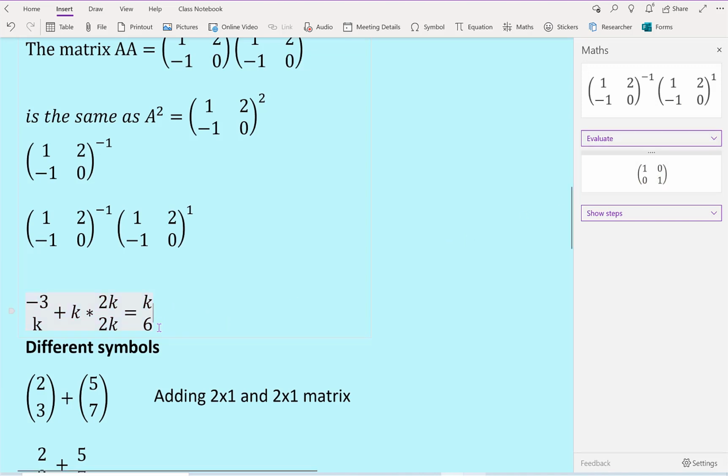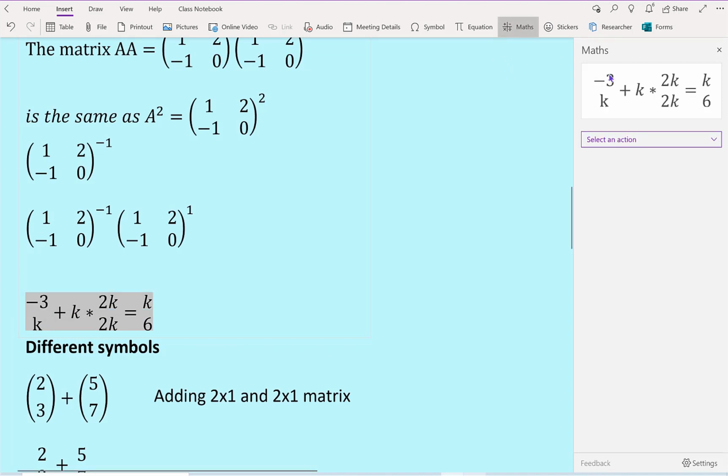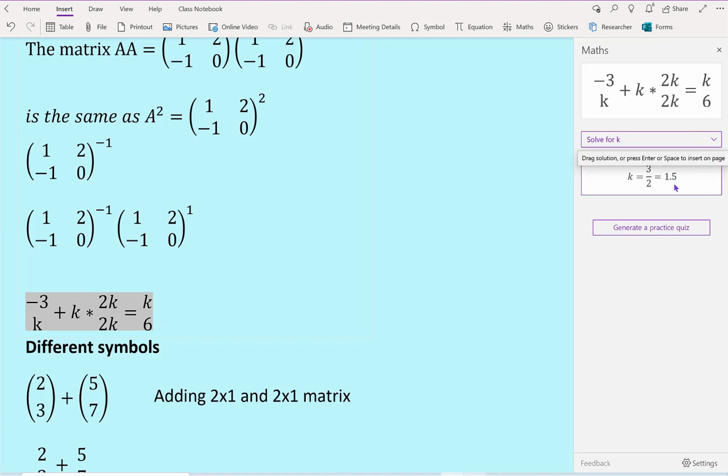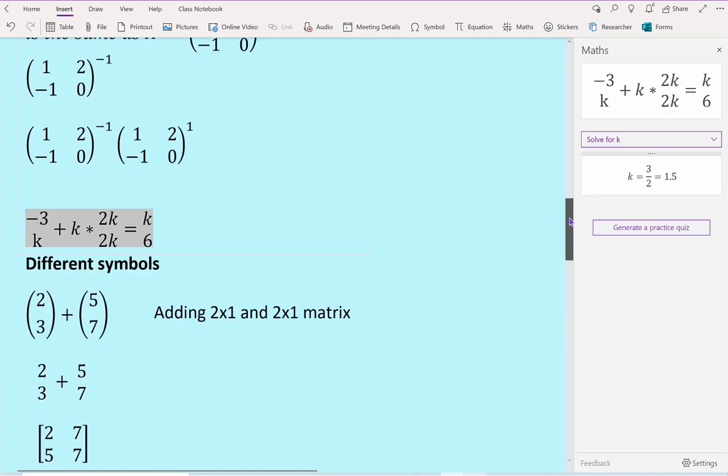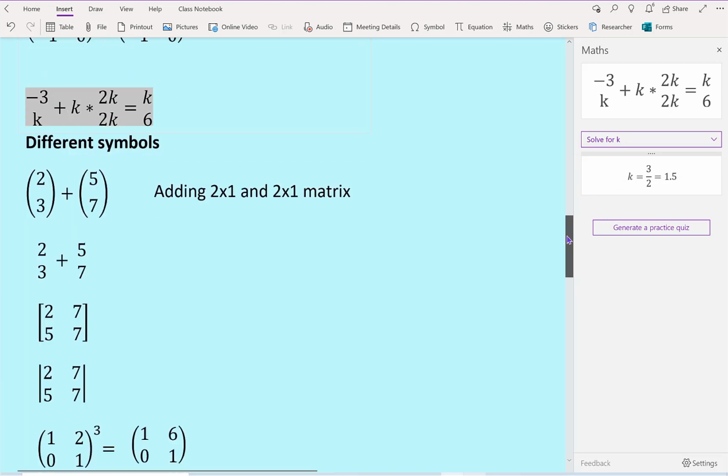Right, how about if I put it in this form here? As we know, this is a 2 by 1 matrix plus a scalar, I'll call it K, times a 2 by 1 matrix again. And what I want here is the value for K. So I'll just press on the math button. Wonderful, it gives me the result. But again, it doesn't show me the steps. So this is something we need to be able to show.